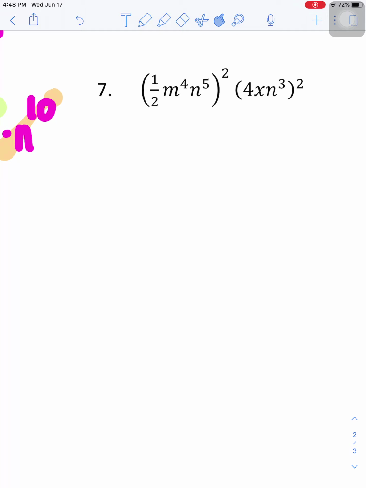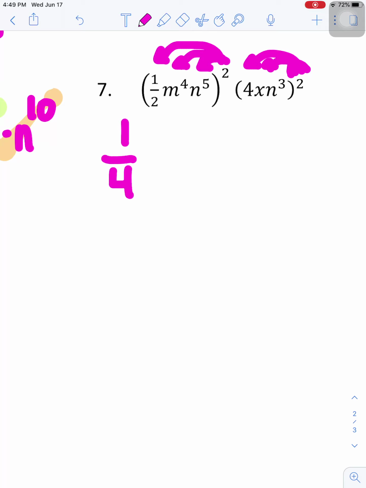All right. Again, this is a combination of the two rules that we've learned today. So in the first scenario, you're going to take everything to the 2nd, and then you'll take everything to the 2nd in the second set of parentheses as well. Now, 1/2 to the 2nd power. If you take 1/2 times 1/2, you're going to get a 4th. Then you have m to the 4th raised to the 2nd is going to be m to the 8th, because remember the rule is to keep the base and multiply the exponents. And then n to the 5th raised to the 2nd is n to the 10th.